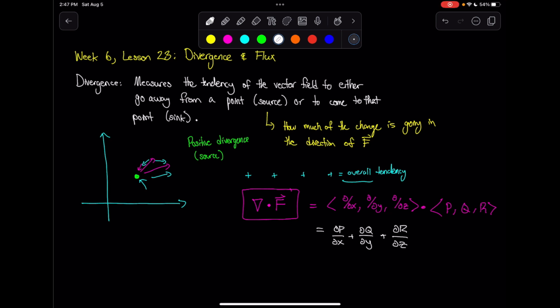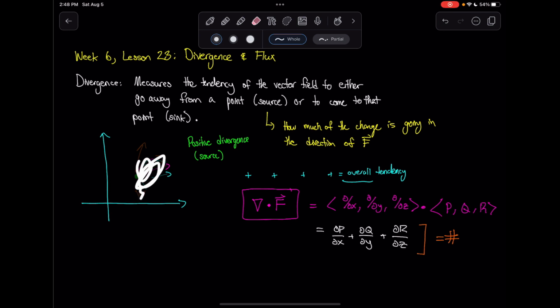And something to point out here is that unlike our curl, which results in a vector, this right here is some number. This is a scalar quantity, okay? And if it is a positive number, that means that this is a source. That means things are headed away from this point on average. And if it is a negative number, that means things are attracted to this point on average. So you can think about it in terms of magnetism, right? It either means things are going to repel or be attracted.